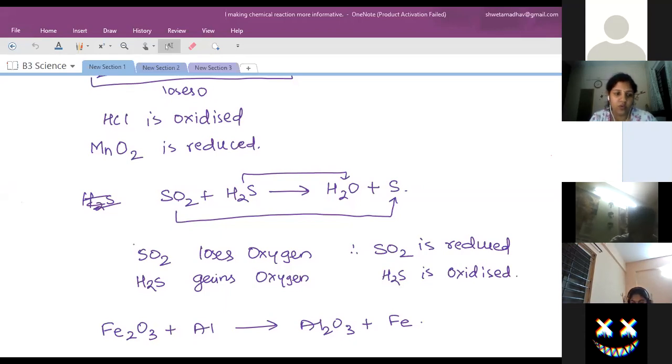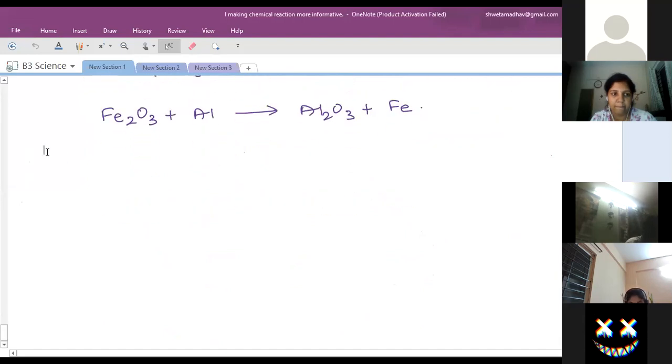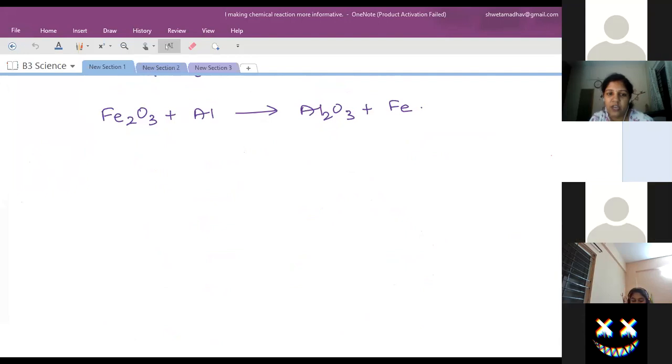Now, any other doubt anyone has? Ma'am, can you just tell the answers of the 7th one? Like the answers A, B, C, D. State one characteristic each of the chemical reaction which takes place when dilute hydrochloric acid is added to sodium carbonate. In this case, carbon dioxide is produced.